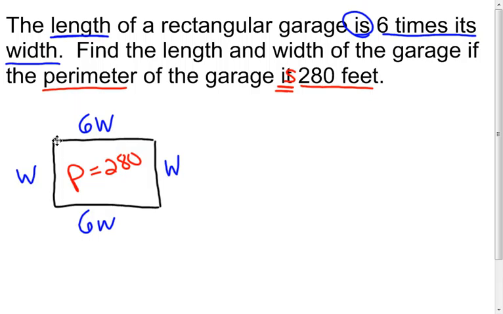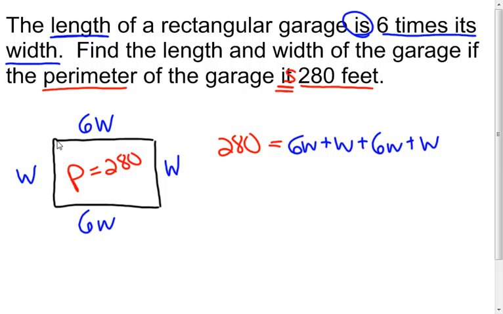Now what I want to do is write an equation. Perimeter, I know, is the distance around. In other words, add up all the side lengths. If I take all those side lengths and add them together, so there's the top one, the right one, the bottom one, and the left one, they're all my sides. That's the perimeter in terms of W. But it also tells me that the perimeter equals 280 feet. Now I have an equation I can solve.